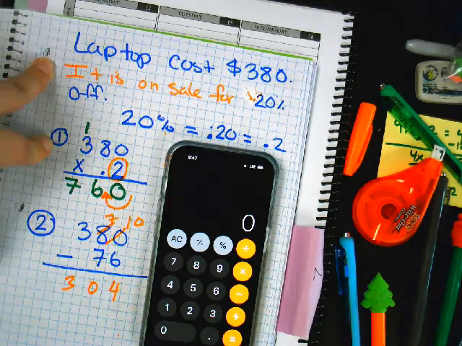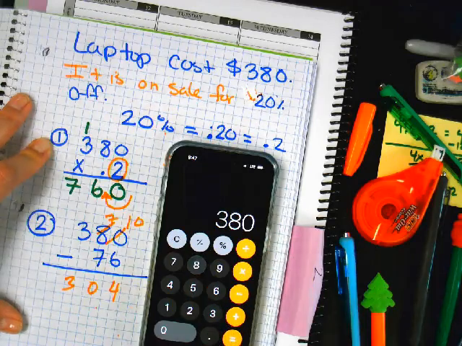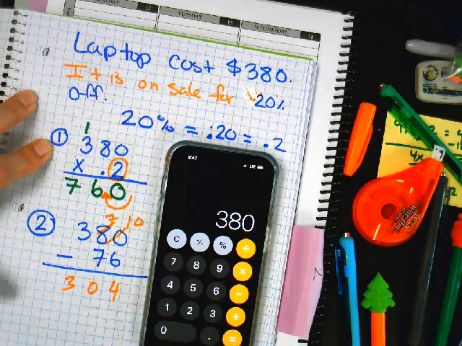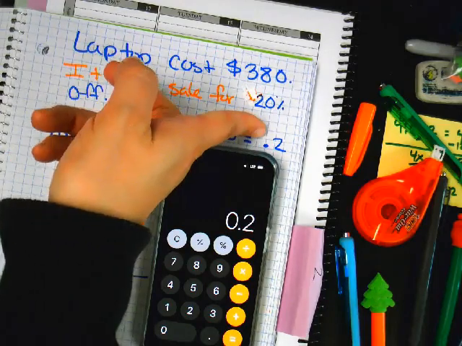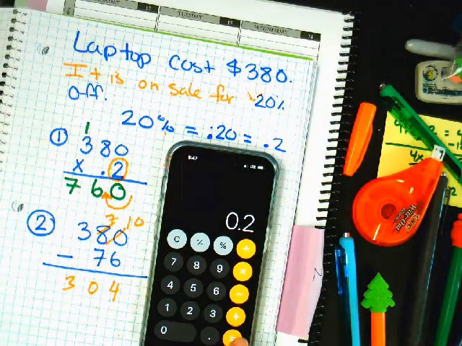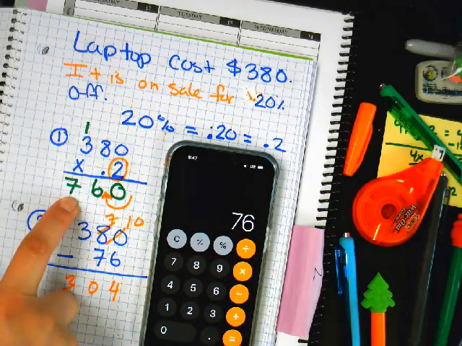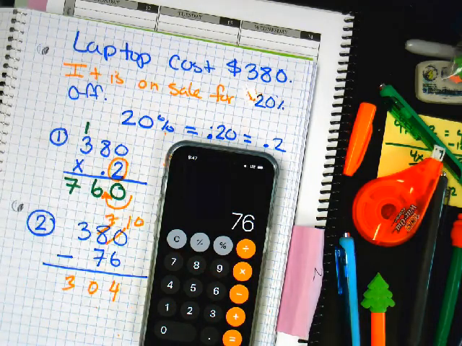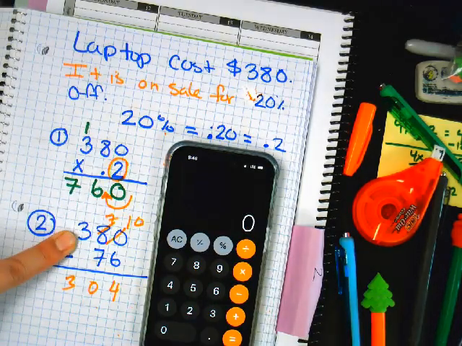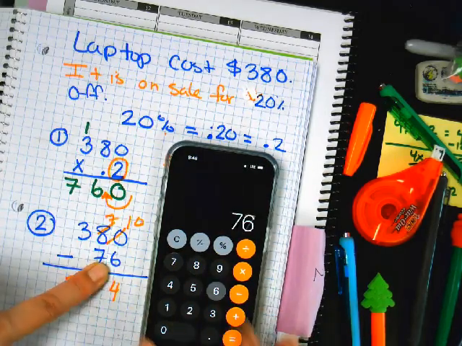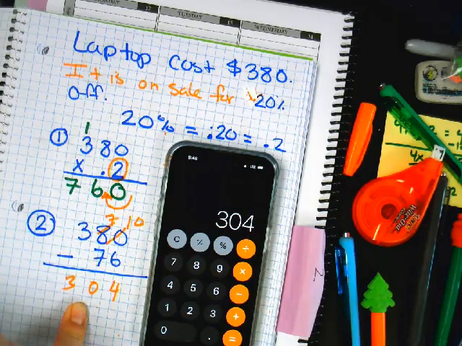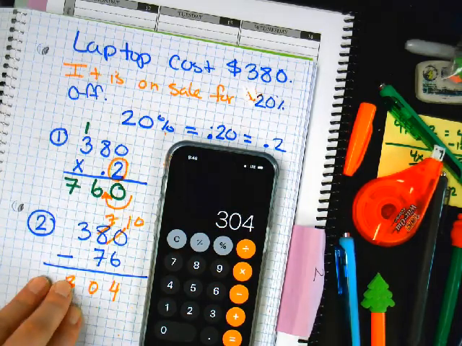What would I first plug in? 380. What would I do after 380? Times 0.2, right? I still have to tell my calculator that 20% is 0.2. Calculator doesn't know that, so we got to do that. Is equal to 76. Is that what we got here? Yeah. Now what's my second step? Subtract. So we take our calculator and plug in 380 subtracted by 76. Do we get the same answer? Yeah. Okay. Practice using your calculator.